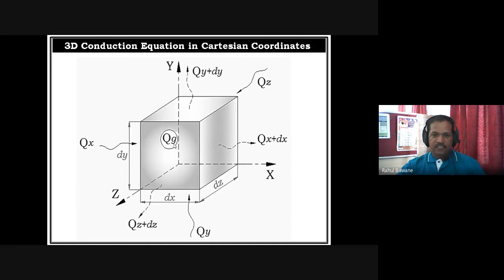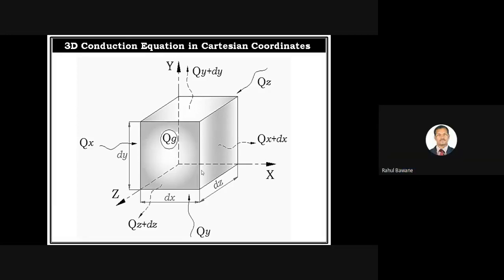Now suppose there is a heat generation source, and because of it, capital Qg is the total amount of heat generated inside this element. The generation source is the intensity of heat generation, so it is per unit volume, in watts per unit volume. If I multiply the complete volume by that intensity, it becomes the total heat generated inside this element, denoted by capital Qg.